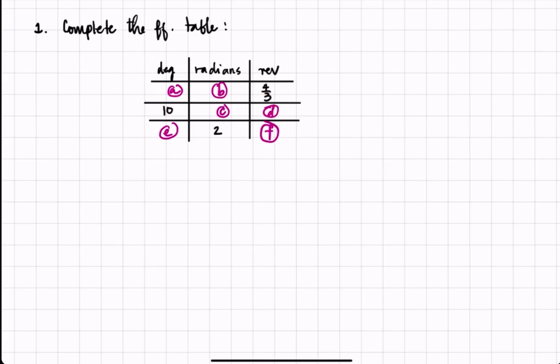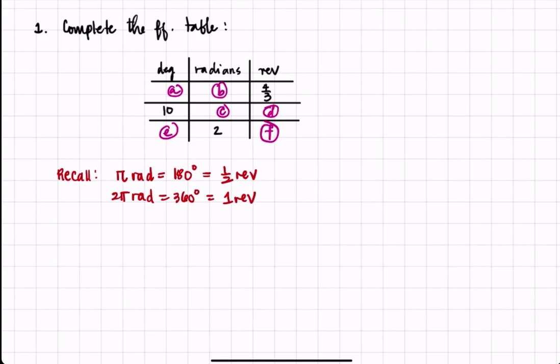So, let us convert revs to radians and degrees. Let us recall the formula. What is the formula? Recall that pi radians is equal to 180 degrees or 1/2 revolution, or 2 pi radians is 360 degrees, which is 1 rev.